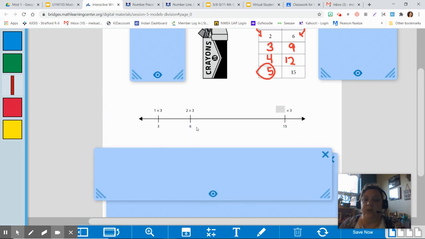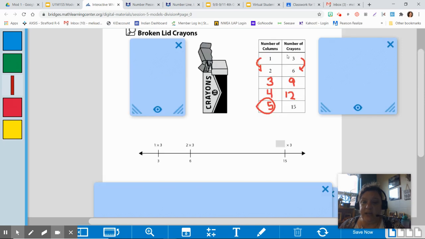So we can use this number line. It's already partially done for us, so that's awesome. 1 times 3 gives us 3. So one row, or one column, has 3 crayons in it. 2 columns, that'd be 6. We've got missing stuff here, so we've got to figure out what's missing. We get down to the end, and we've got something times 3 gives us 15. Now, we've already done this, so we actually know the answer. But let's go ahead, just for kicks and giggles, and fill in what's missing.